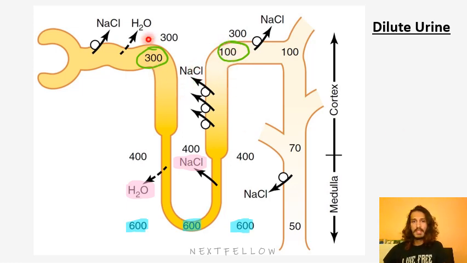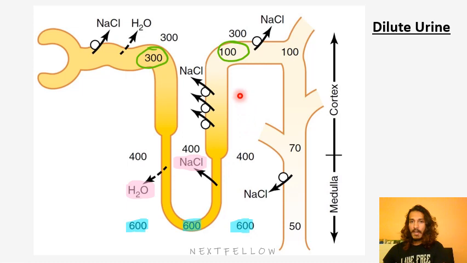So this is kind of similar. It starts at 300, it goes to 600 and comes to 100. Whether it is dilute urine or concentrated urine, for this 300 and 100, this won't change. And this remains 600 outside. The interstitial medullary osmolarity is also 600.